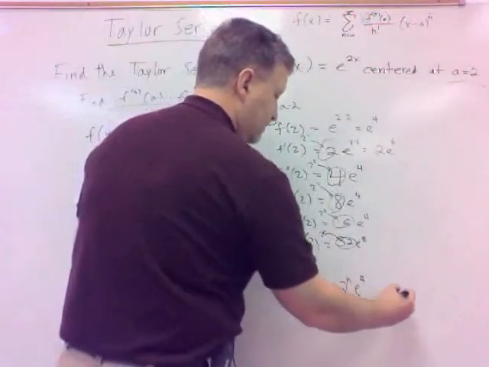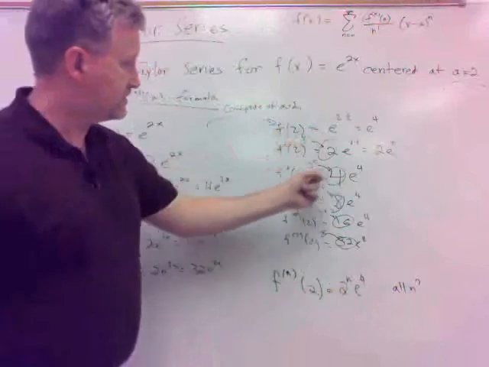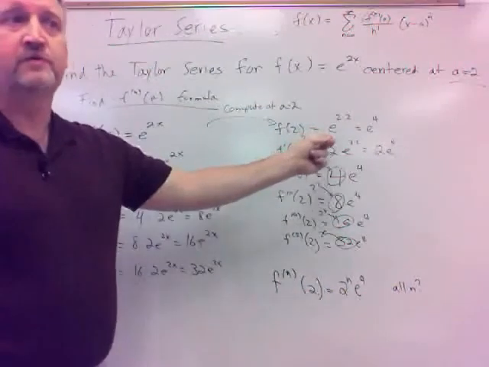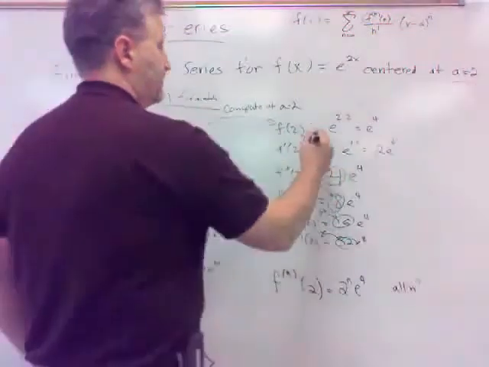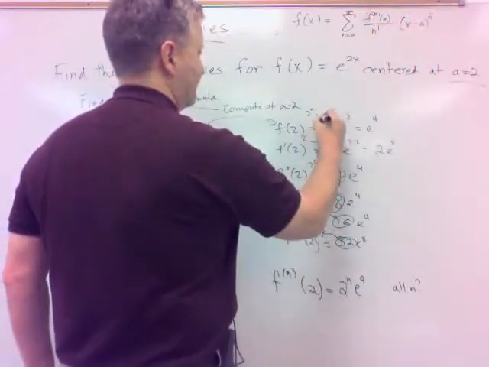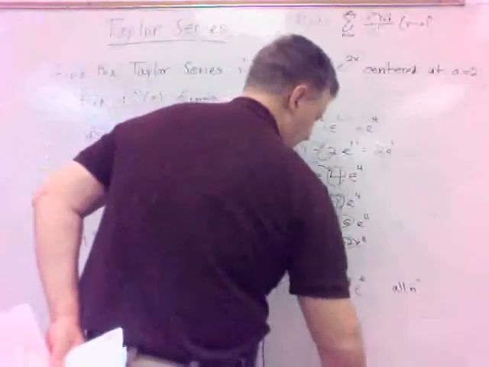Does it work for all n? 2 to the 1st, 2 to the 2nd. Does it work for this one? Works for that one too, because this is the 0 term, and that's 2 to the 0, isn't it? Just 1? It's right here. All right. Yes.